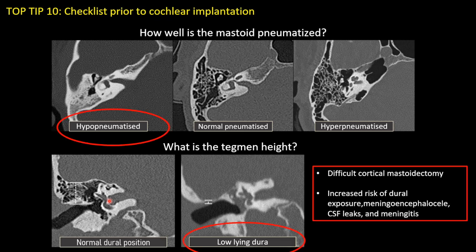Why are these important? So a hypopneumatized mastoid is usually associated also with a low-lying or a poor height of the tegmen and a low-lying dura. And these are generally associated with difficult cortical mastoidectomies, as well as increased risk for dural exposure, because the space between the axis and the dura is very less, and therefore they're also at increased risk for meningoencephalocele, CSF leaks, and meningitis.